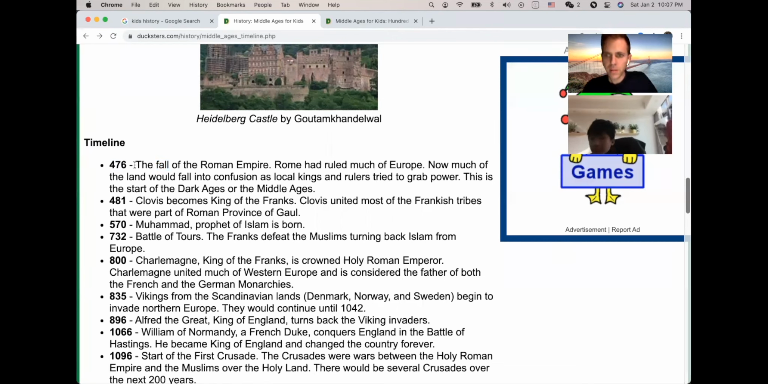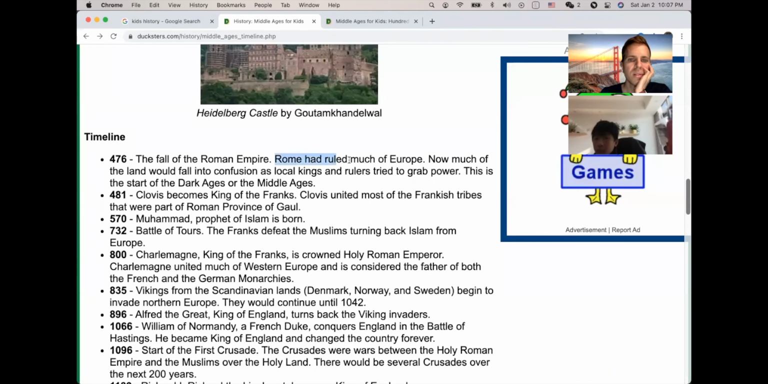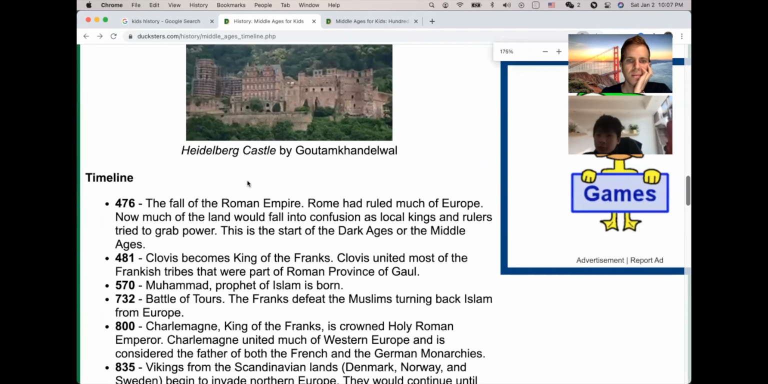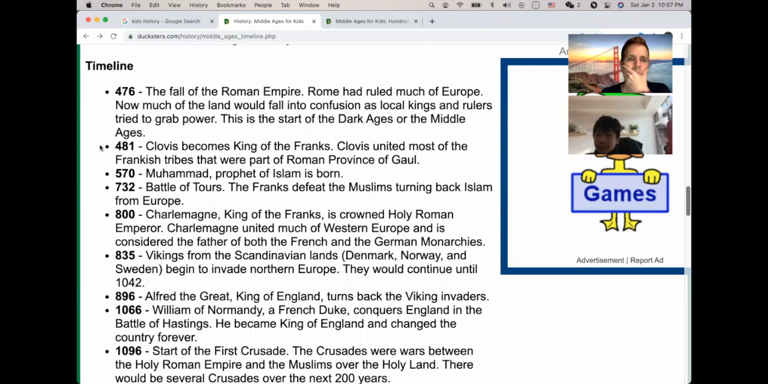Can you see my screen? Okay, great. So this is the fall in 476. Can you please read from here? The fall of the Roman Empire. Rome had ruled much of Europe. Now much of the land would fall into confusion as local kings and rulers tried to grab power. This is the start of the Dark Ages, or the Middle Ages. Very good. Excellent reading. Great pronunciation. Good rhythm. It's almost a little bit dramatic, like 一种演戏的感觉. Very cool.